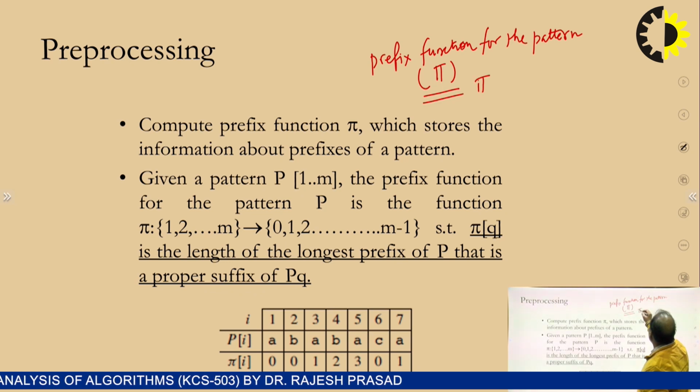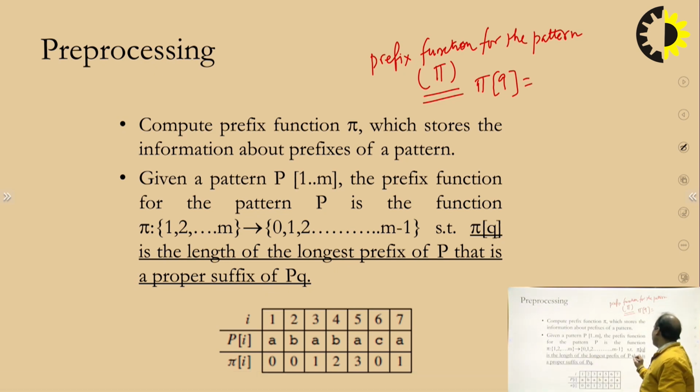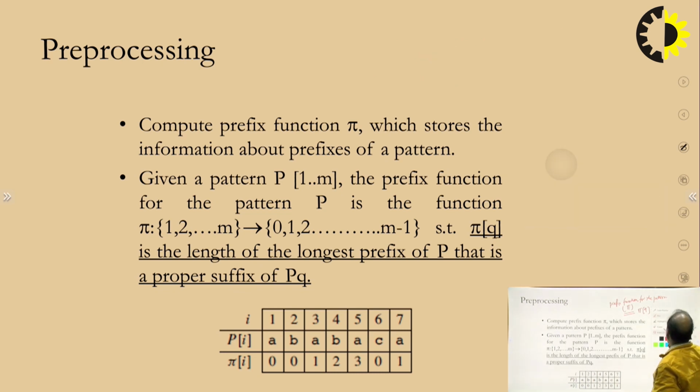Pi q, the prefix function for pi q. And what is q? Q is any number. So pi q is the length of the longest prefix of the pattern that is a proper suffix of pq, right? So pi q is defined as follows.